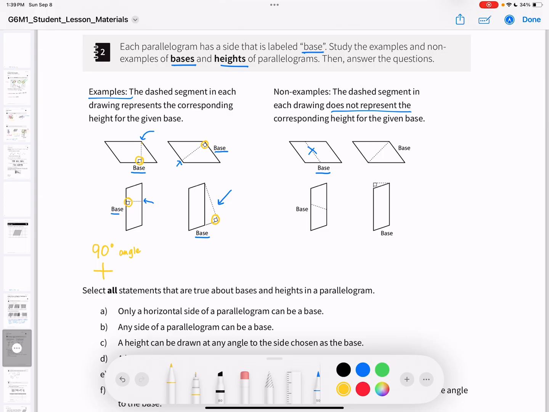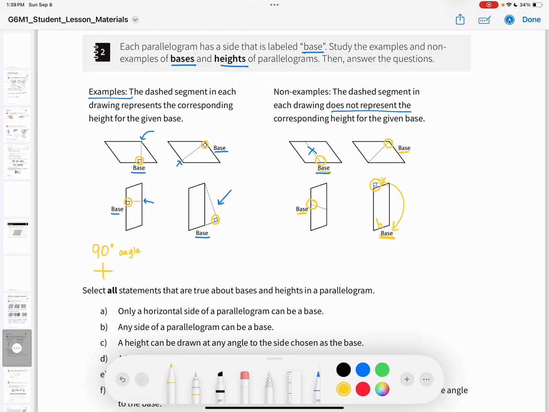So notice this is the base. Does it have a square there where the height meets it? No, because it does not come into the base at a 90-degree angle. Same here. Here's the base. This again does not have a 90-degree angle. Here's the base. This height does not come in at a 90-degree angle. Now, you might say, Mrs. Covert, there is a 90-degree angle square there. That is true, but look where they've labeled the base. That 90-degree angle would have to come in to the base here at 90 degrees, and it does not. So this is not the height for this base.